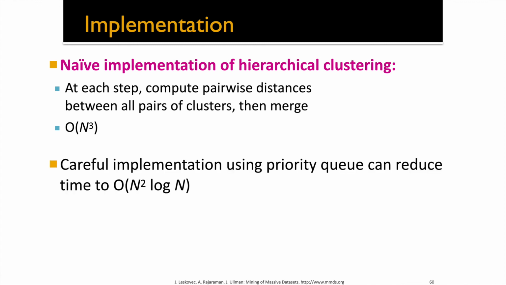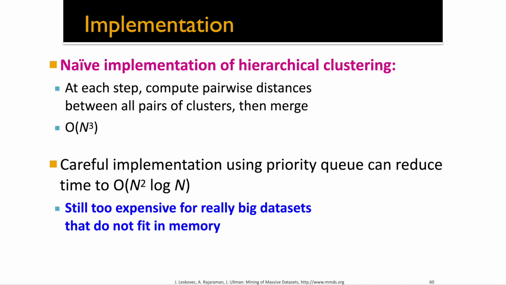Now, through careful implementation of this, we can reduce this complexity down to n squared log n, which is still going to be potentially too large. Again, we talked about n squared just by itself being too large, and while we have a pretty substantial savings from n cubed to n squared log n, it's potentially still too much for really big data sets that we can't necessarily fit into memory.